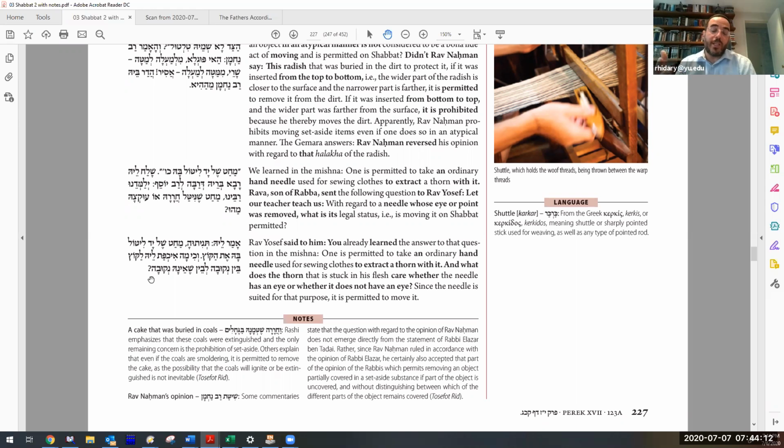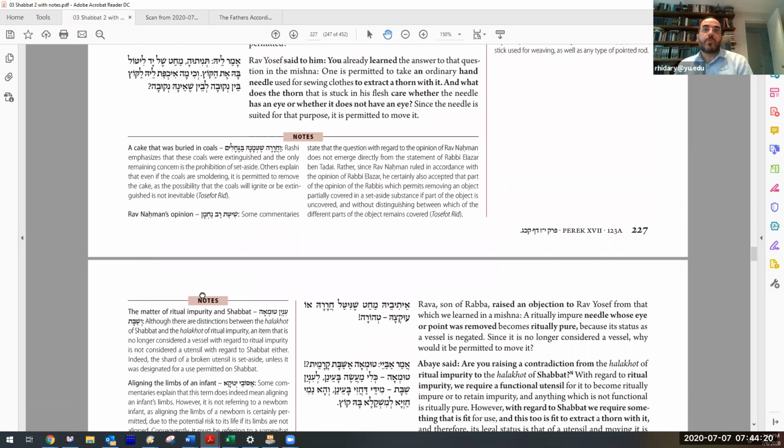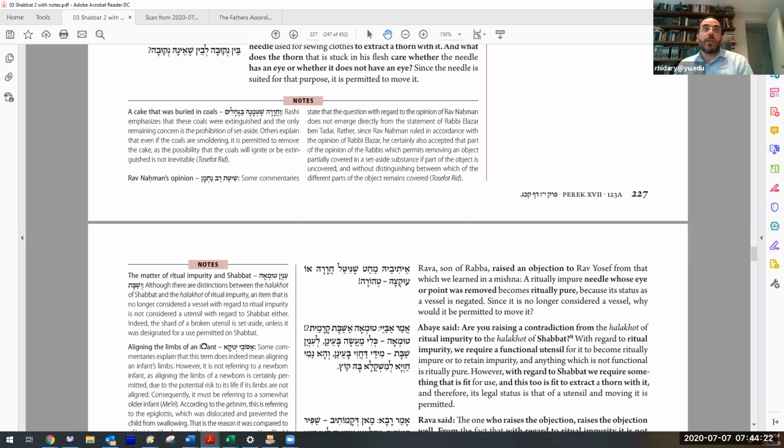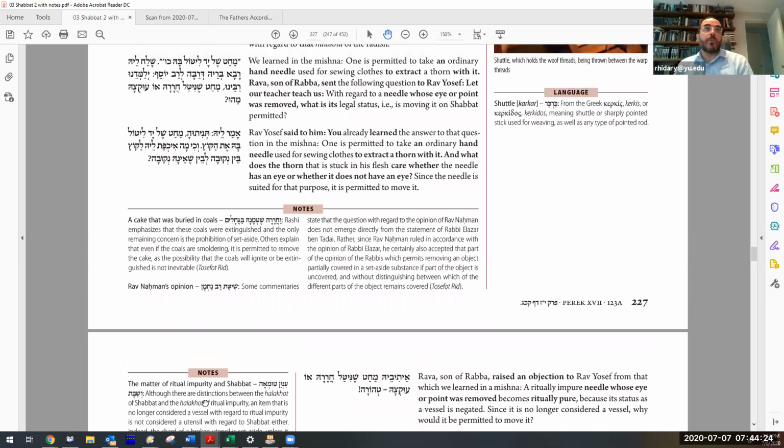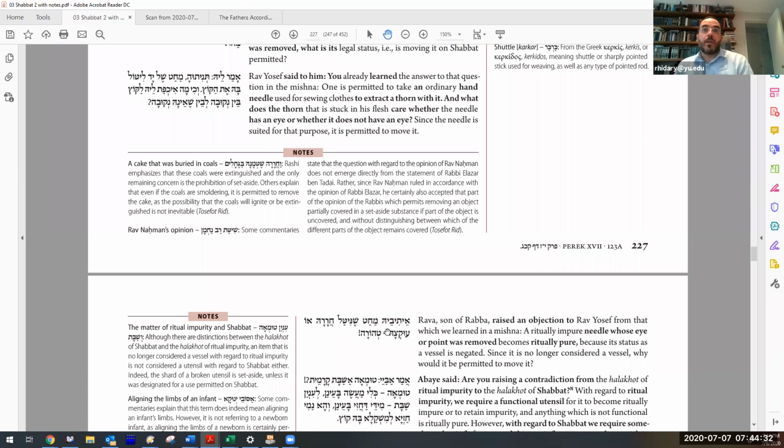And you're using it, even if it's generally used for isur, now it's being used for heter. So it is permitted, even if the eye fell off. Okay, good. So that seems to be a good answer. That is what Rav Yosef answered. However, now we have another question.